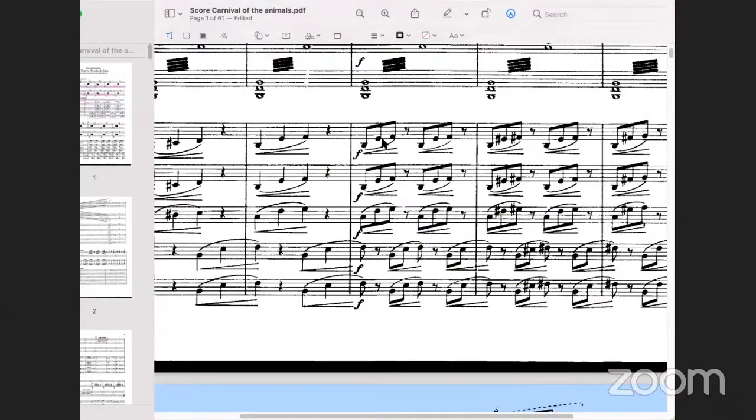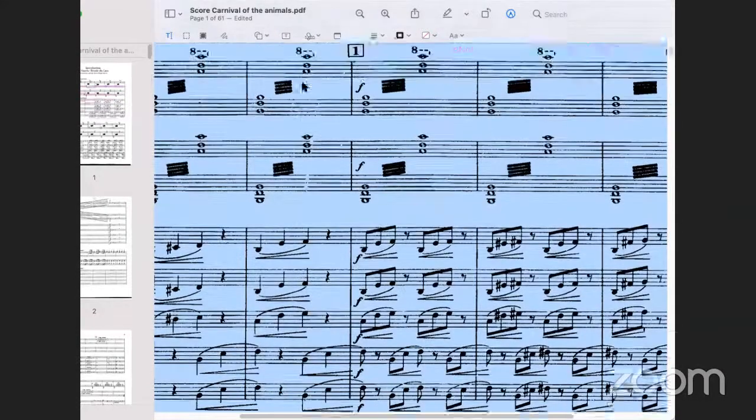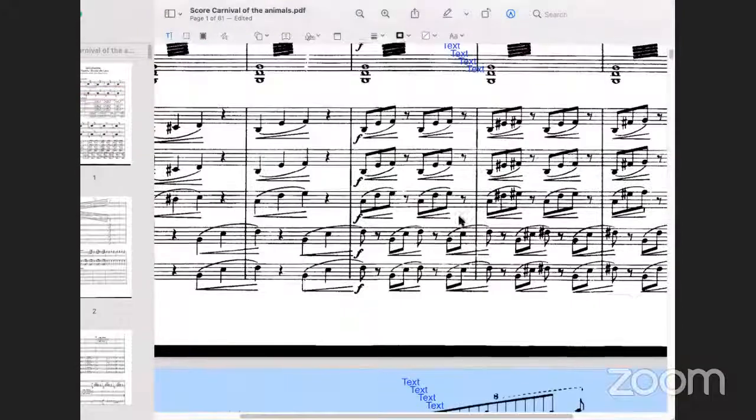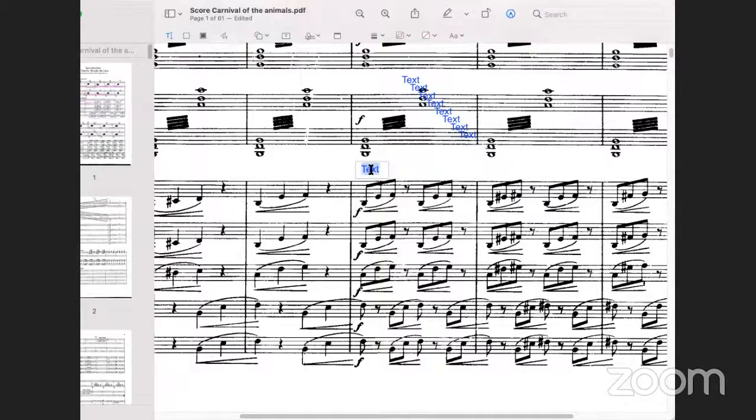So now you have a pattern. You have 3 8th notes, 1 8th rest. So you write that. 8th notes plus 1 8th rest. You write 3 8th notes, 3 8th notes, and 1 8th rest. Just copy and paste.